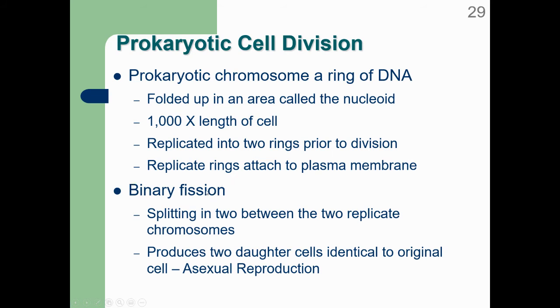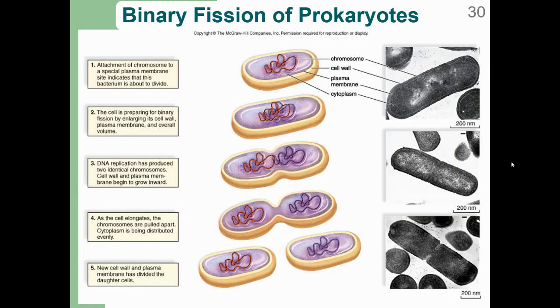So fission is splitting, binary into 2. We're going to split those 2 replicated chromosomes into 2 daughter cells. And the 2 daughter cells would be exact copies of the cell we started with. They will be clones. This is asexual reproduction. And the process is, here's my original cell. This is its full size. There's its DNA. It replicates that DNA.